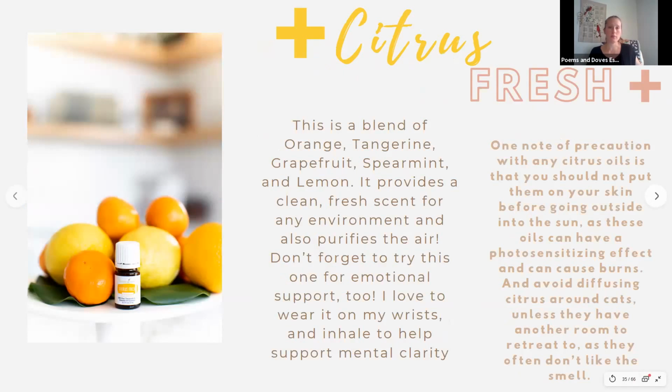Citrus Fresh is another blend. It has orange, tangerine, grapefruit, spearmint, and lemon. Along with lemon, it's good for a lot of the same things that lemon is good for, but it just contains a greater variety of oils. So it can help with energizing, mental clarity, along with purifying the air. It's great when you're cleaning, to just have this fresh smell, and it really takes the toxins out of the air.